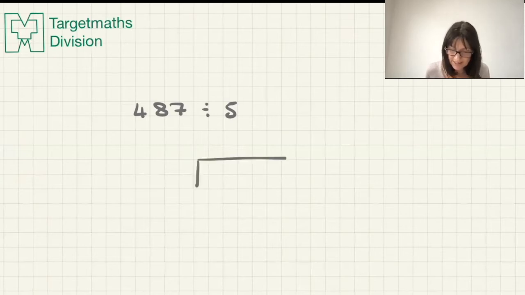I'm not going to set it up any differently. I'm going to spread it out, divide that by the 5. 5s into 4 don't go, carry the 4. 5s into 48 go 9, remainder 3. 5s into 37 go 7.